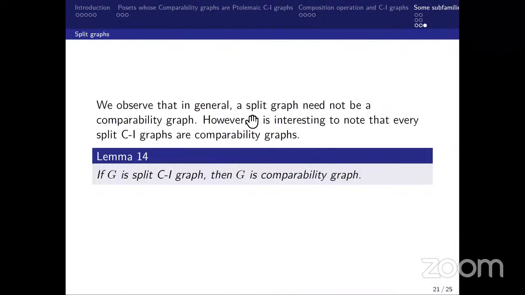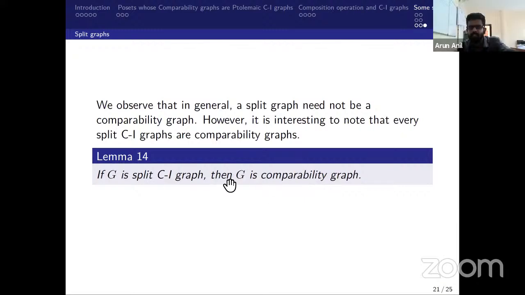Okay, let me intervene. Last result, sir. We are running short of time. Okay. This is the last result. In general, a split graph need not be a comparability graph, but in the case of CA graphs, it is a comparability graph. That's all, sir.